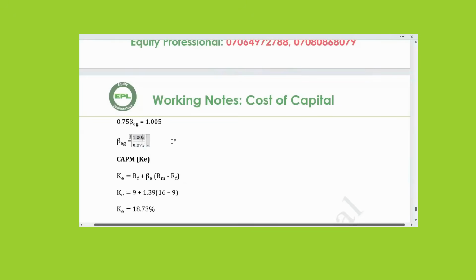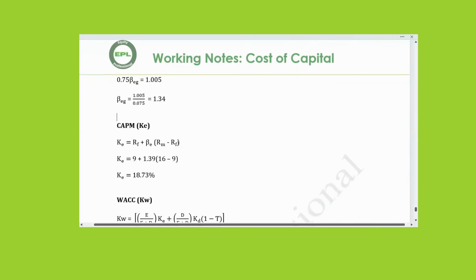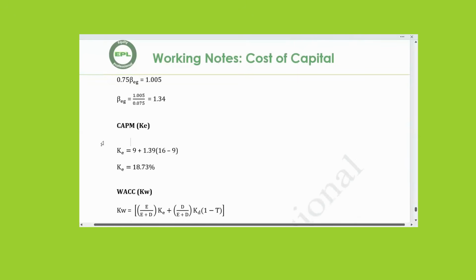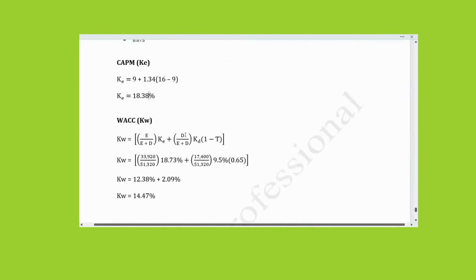Equal to 1.34. That's the geared beta. We have re-geared now, so we go ahead and calculate our cost of equity. We already know the formula, no need to rewrite it again. So here will be 1.34, the difference between 6 and 9. So what's your final answer? What's your cost of equity? 18.38%.